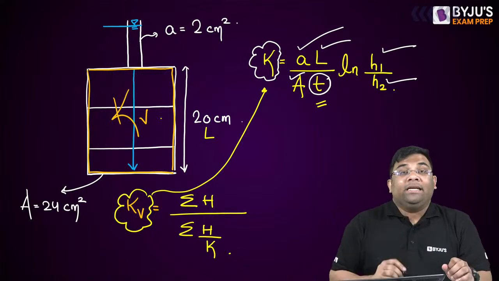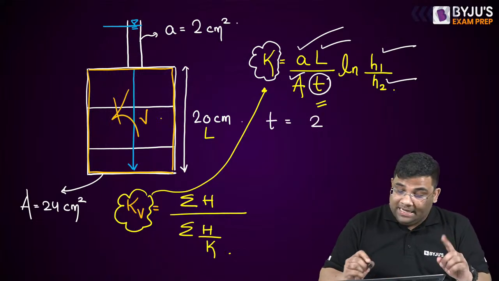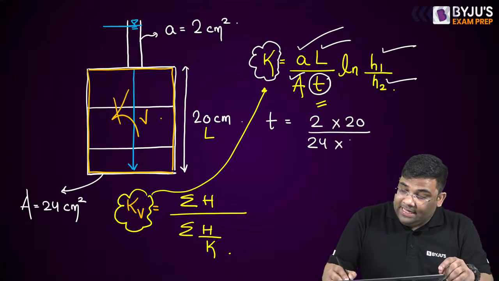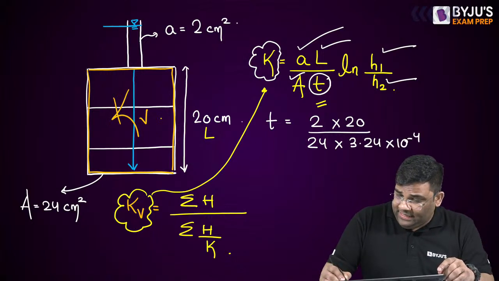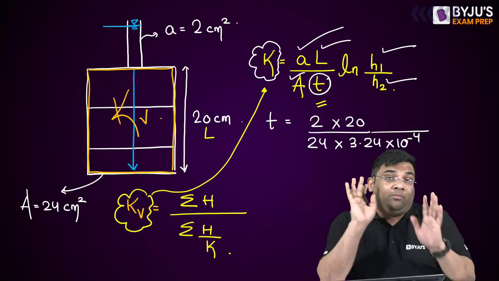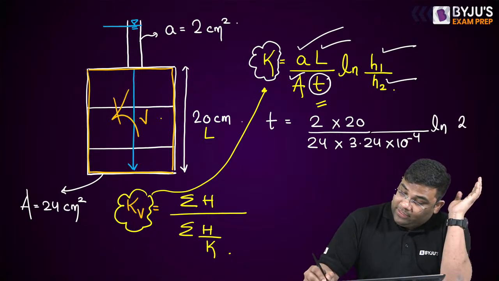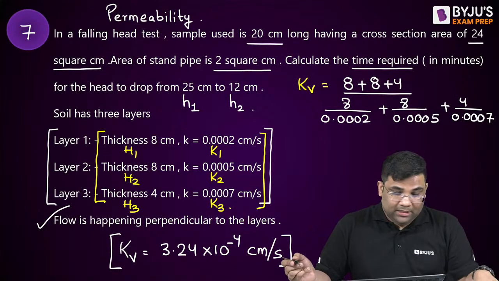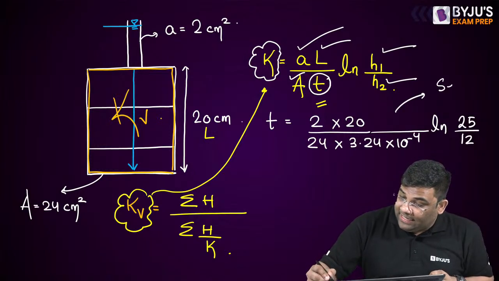So what I will do, I'll put it here. Time will be small a, 2, length is 20 centimeter, capital A is 24, K is 3.24 into 10 to the power minus 4. You see, everything is in centimeter and second, so units will cancel. Then ln of H1, 25, by H2, 12. The answer will be in seconds.